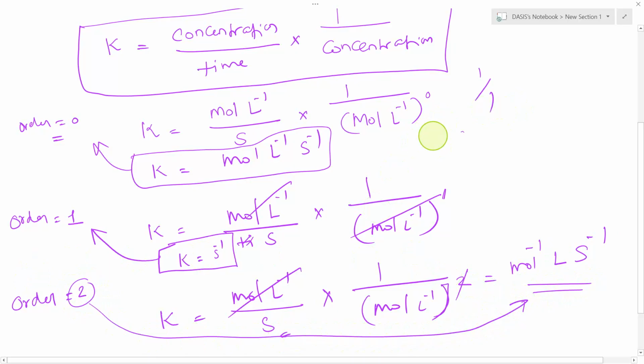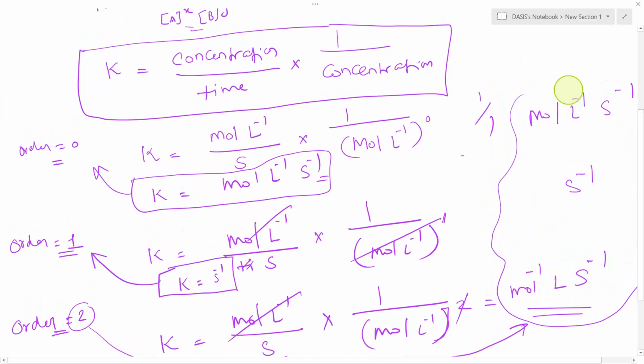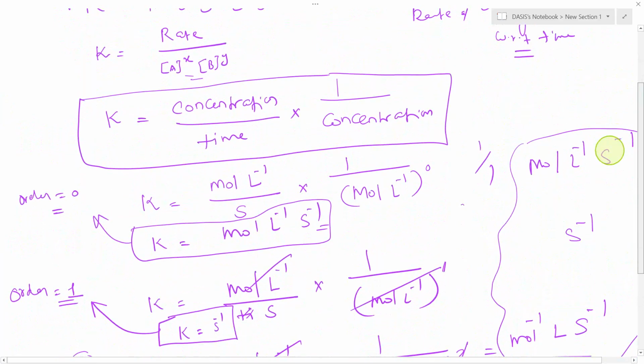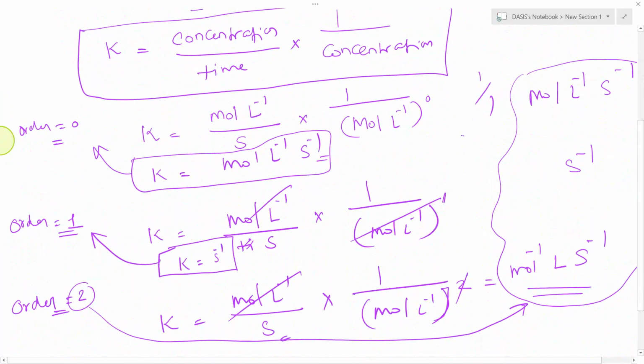Let me write it here to compare. For zero order reaction, it is mole per liter per second. For first order reaction, what is it? It is per second. For second order reaction, what is this? Liter per mole per second. So this is the way to find out the unit of the rate constant for different orders of reaction.